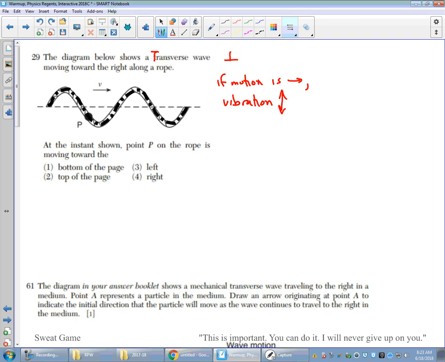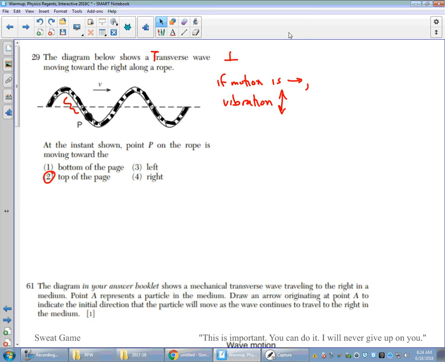All right, so where will it go next? Well, the easiest way to know this is just say whatever's approaching it. Here's point P. What's approaching it is this part. That's an uphill, which means the point will be pulled up next, or to the top of the page. Just look at what's coming next.